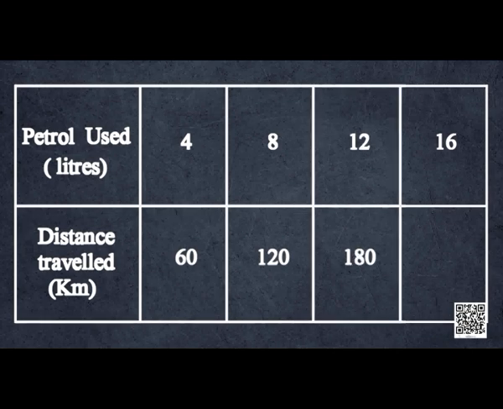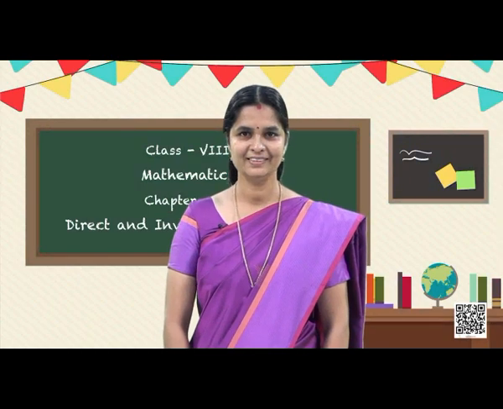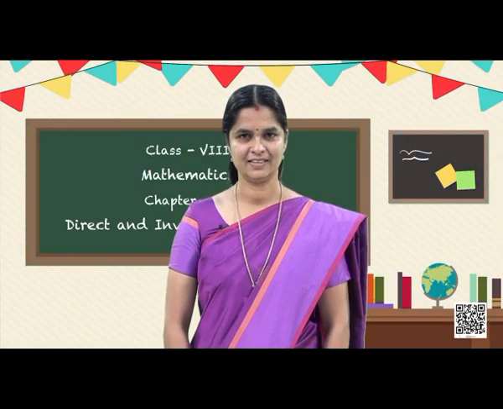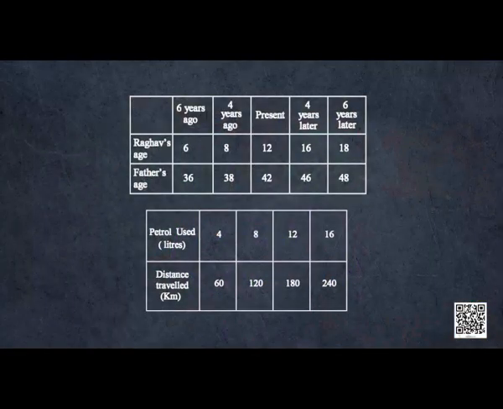Last one, that is using 16 liters of petrol, how far will the car travel? 4 into 4 is equal to 16. So, we need to multiply the distance also by 4. That is 60 into 4 is equal to 240. Completed? Yes. Now, look at these two tables.